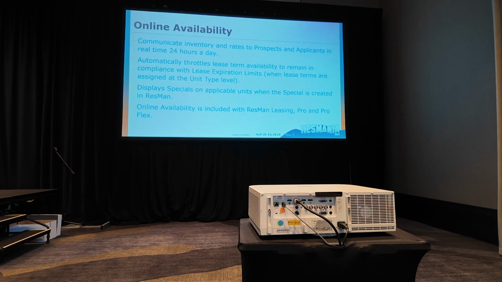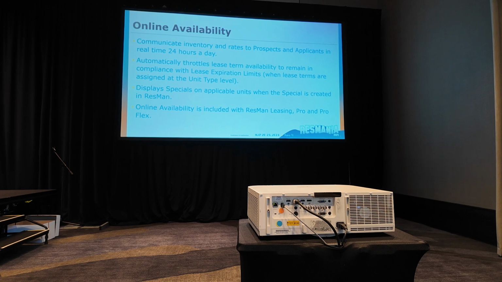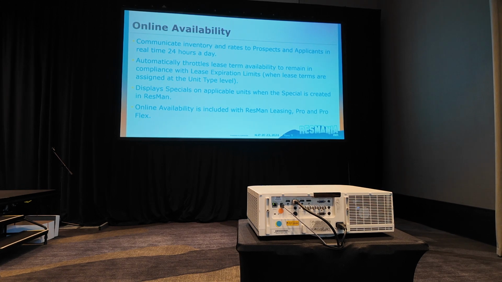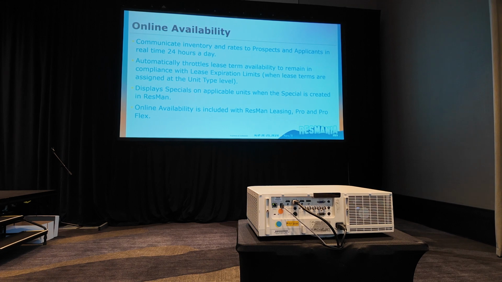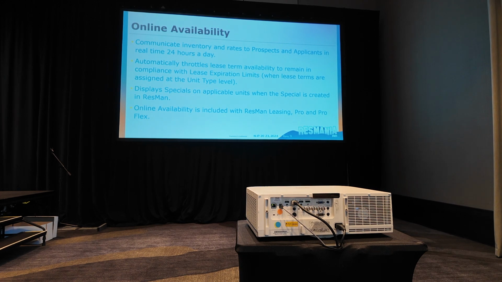How many of you all have lease expiration limits set up at your properties now? About half? Excellent. So once those lease expiration limits are set up and you're setting up those lease terms at the unit type level, it's automatically going to remove those lease terms from your online availability that are going to put you out of compliance. So if we don't have a 12-month available, it doesn't show on our online availability.